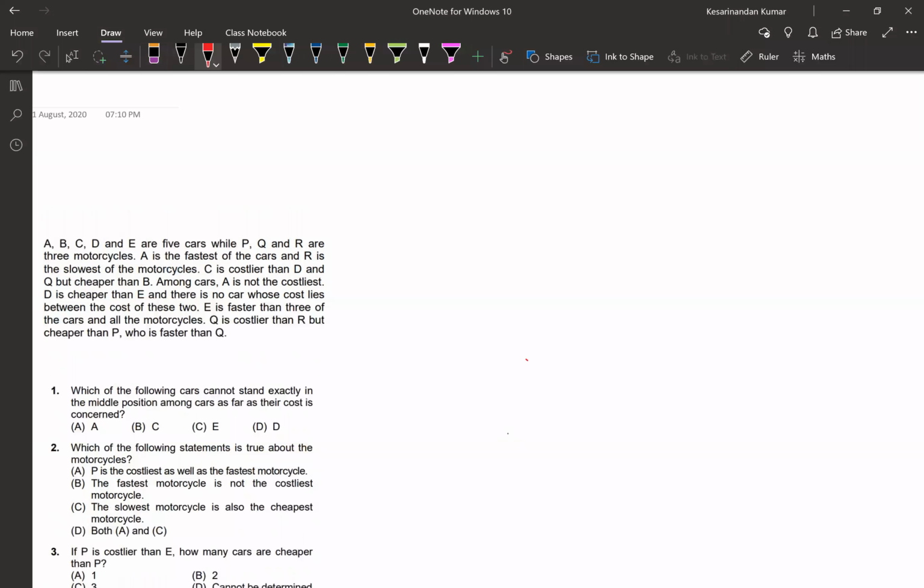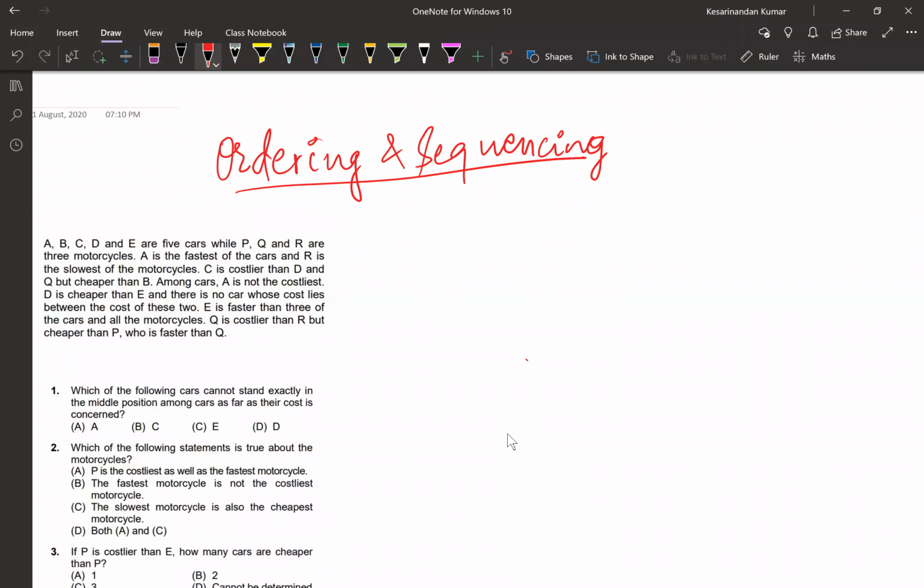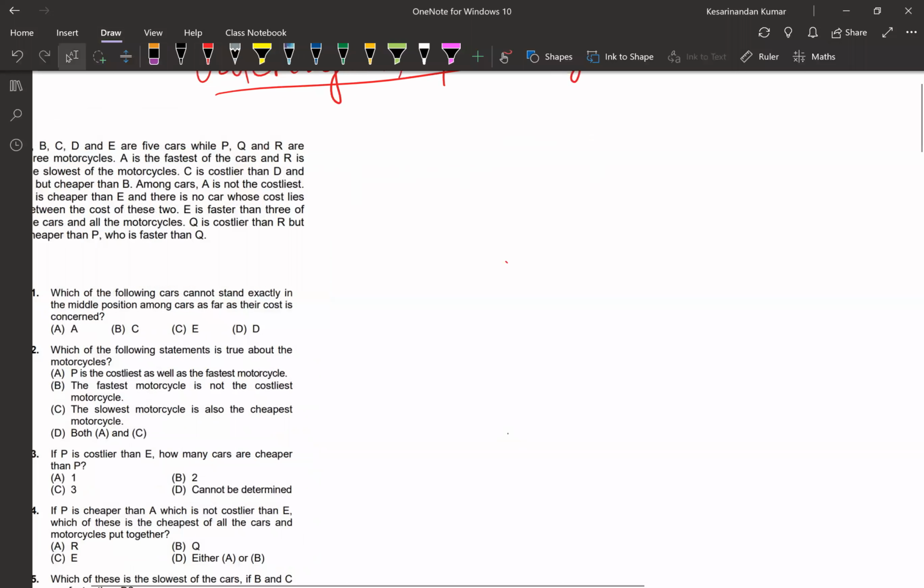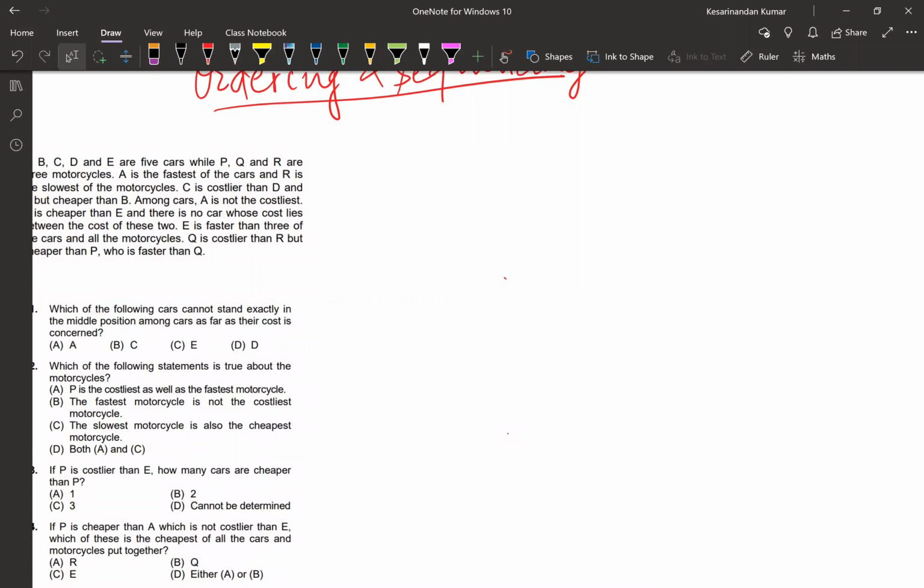Okay, great. So today the topic that we have is ordering and sequencing. Somewhat, you could say, closely related to linear sequencing, but somewhat different as well. In sequencing, we saw who is before, who is after, who is to the left, who is to the immediate left, who is to the immediate right, and all. Here, we'll be comparing them. In pure sequencing, we did not compare them.